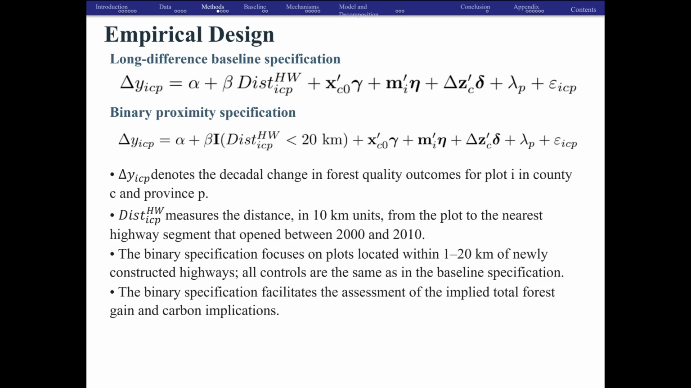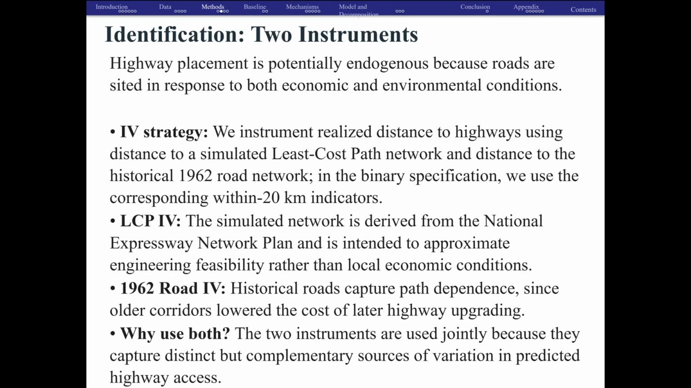And the main explanatory variable, for the first one, is basically the distance to the nearest highway. And for the binary, it is whether there's a highway within 20 kilometers distance, along with other socioeconomic control variables and fixed effects. So the highway placement is potentially endogenous because roads are sited in response to economic and environmental conditions. Okay, so we use two IVs.